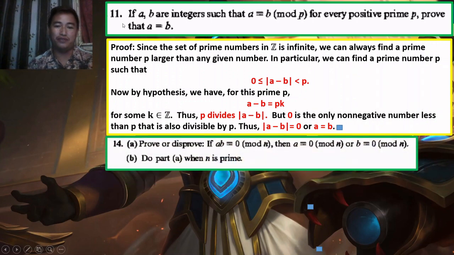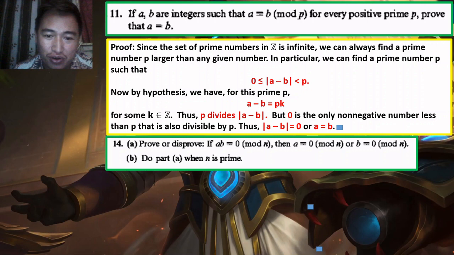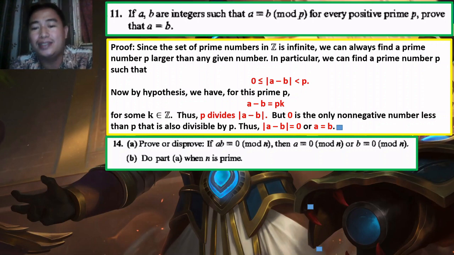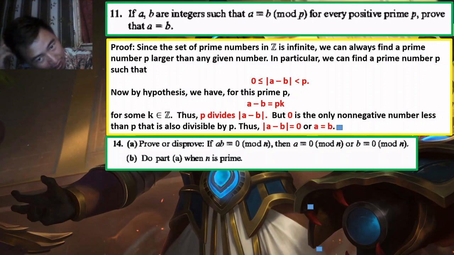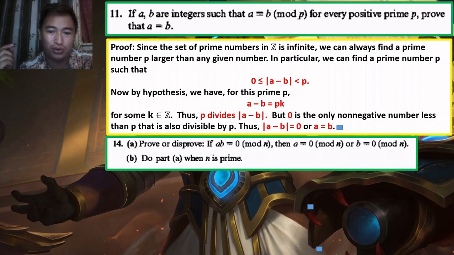Okay, next, number 14. Prove or disprove: if AB is congruent to 0 mod N, then A is congruent to 0 mod N, or B is congruent to 0 mod N. So, ato na i-prove or i-disprove. So, true ba siya permanente? Then B, do part A when N is prime. Okay, class, sa part A, ato siyang i-disprove. Okay, wrong na siya. So, kung mag-disprove ka, class, gamiton nato ang counterexample.